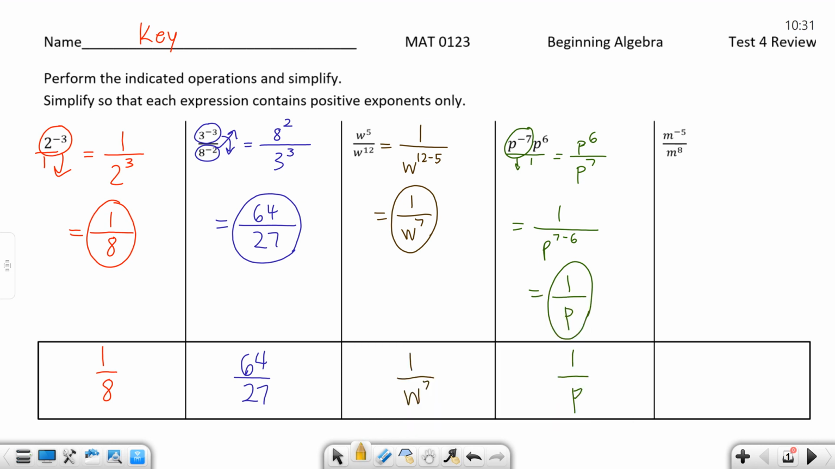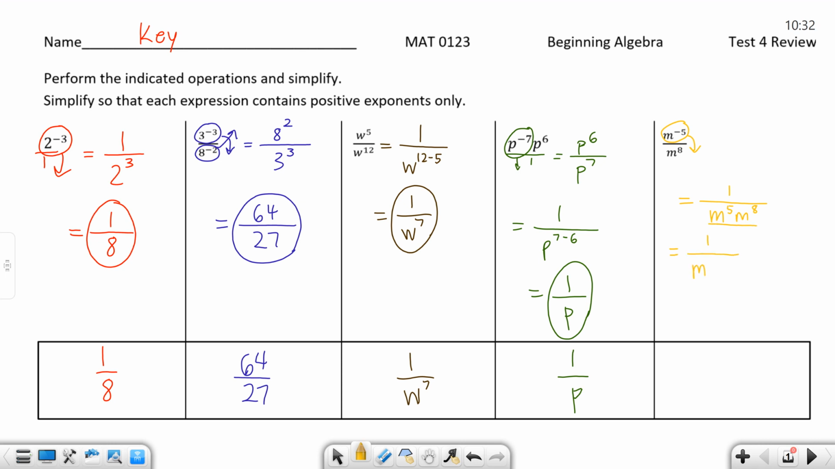Then we have m to the negative 5 over m to the 8. Again, we have a negative exponent, so we take this and we do what? We move it. So the m to the negative 5 becomes m to the 5th down here, right? What about this m to the 8th? What do we do with it? Do we move it? No, we leave it where it is because that's a positive 8. So we're going to take this and leave m to the 8th down here. So again, if I get rid of everything in one place, there's going to be a 1 left. So this is going to be 1 over m.